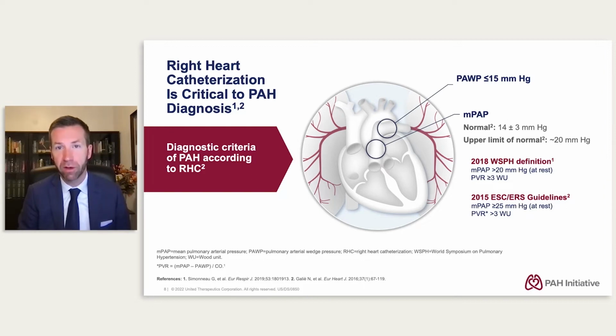The average PA pressure in normal humans, in fact, in every land-living species in the animal kingdom, the average mean PA pressure is 14 millimeters of mercury, 1/4.